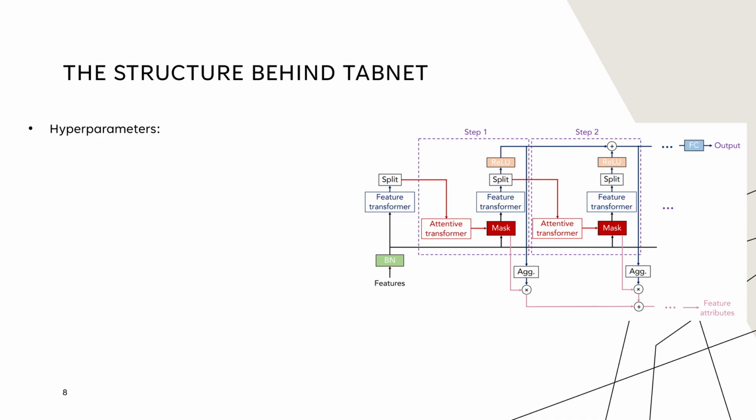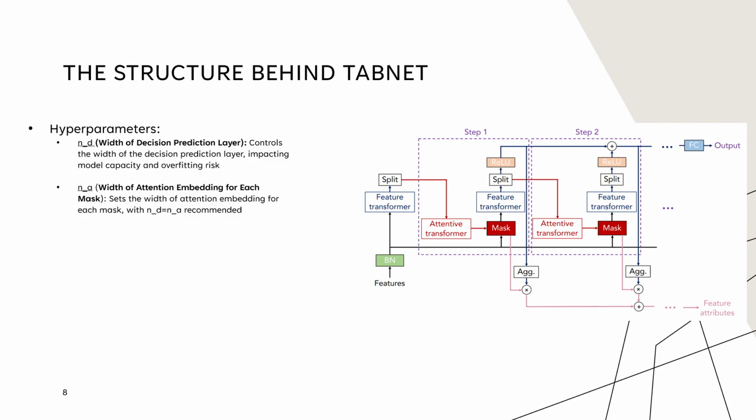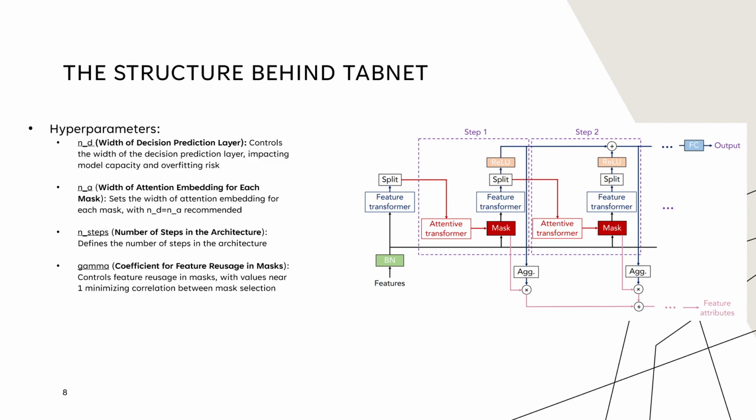The model, because of its complexity, has many hyperparameters, such as the width of the decision prediction layer, which is self-explanatory. The attention embedding layer and its size. The number of steps, so how many times we go through this feature selection, attention, and transformation layers. And the gamma coefficient, which can regularize how much some features can be repeated across steps.